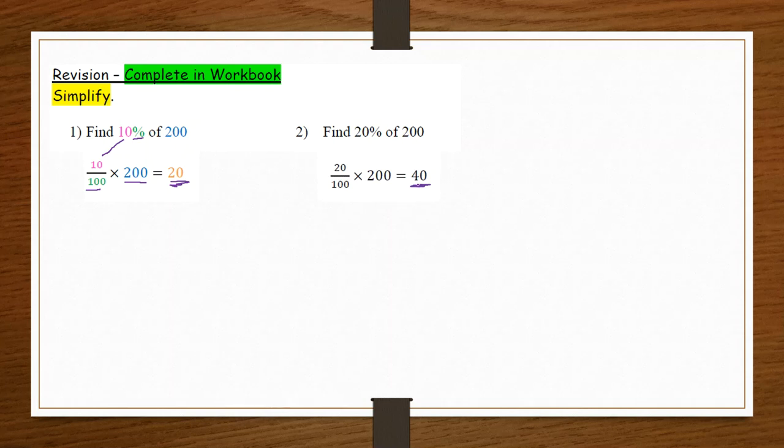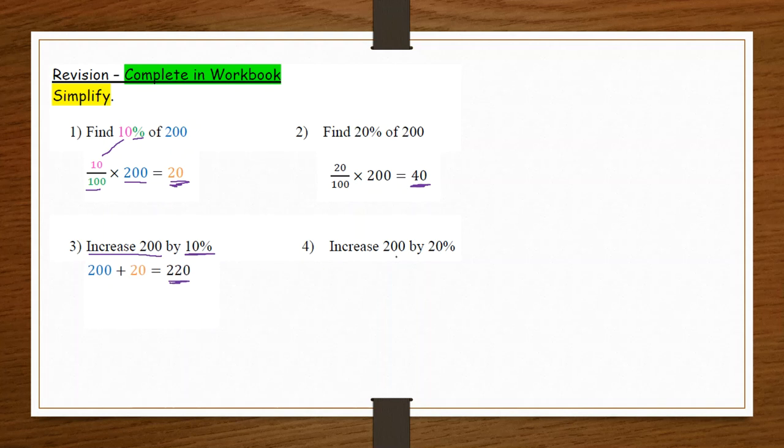Now try question 3 and 4. Pause the video and then I'll go through the answers. So this time around we're increasing 200 by 10%. So we just found 10% of 200, so we need to go 200 plus 20. So we get 220.